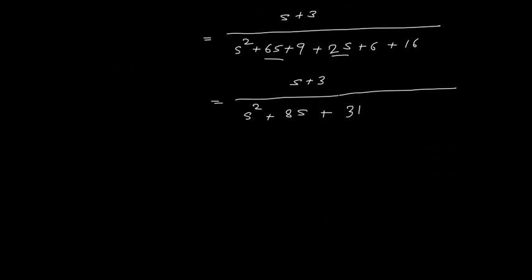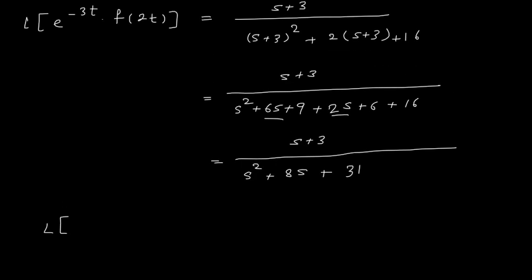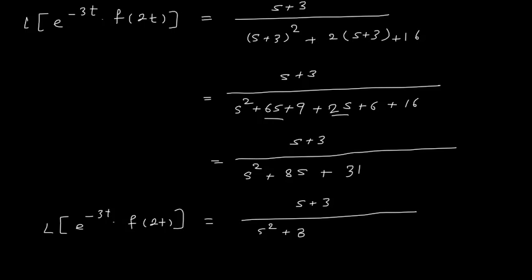So Laplace of e power minus 3t into f of 2t is s plus 3 upon s square plus 8s plus 31.